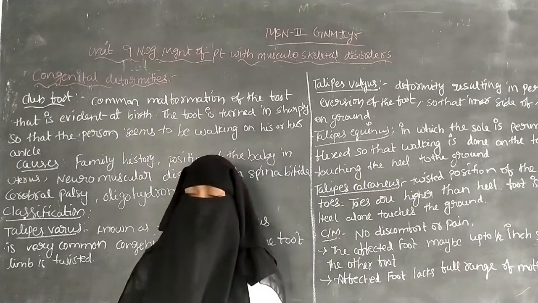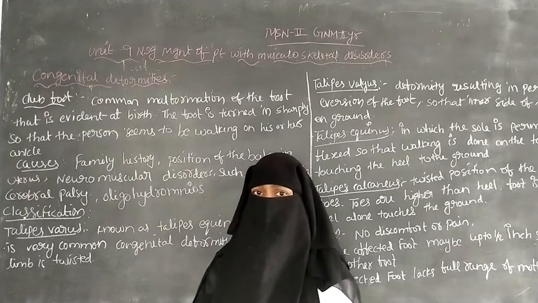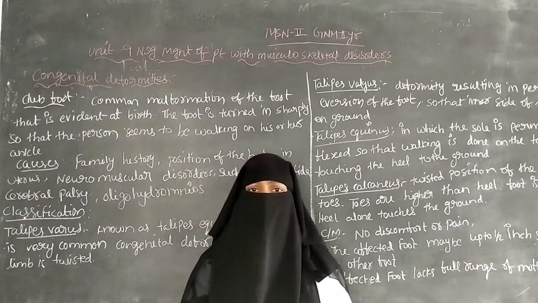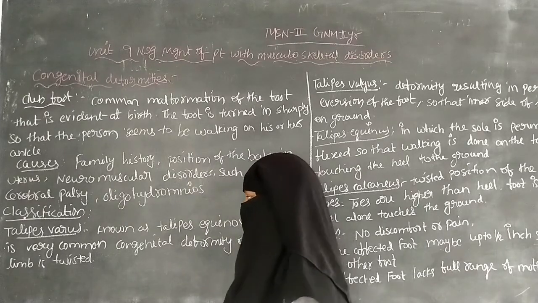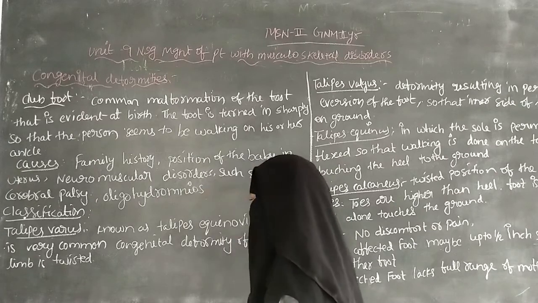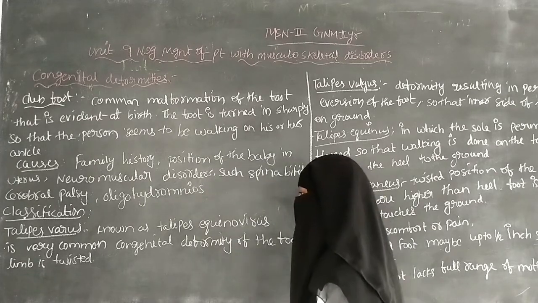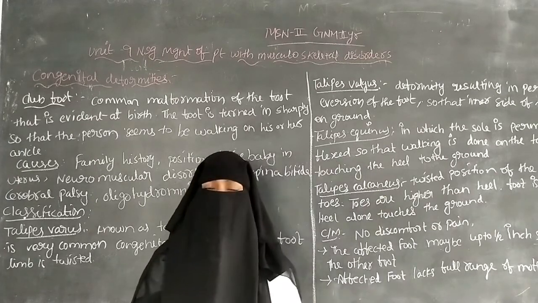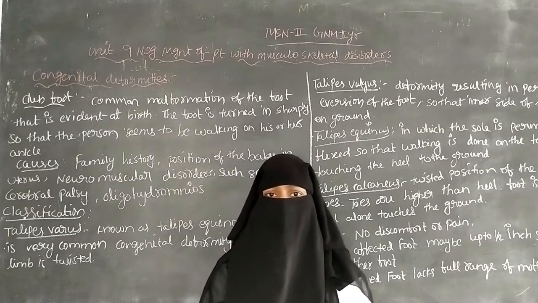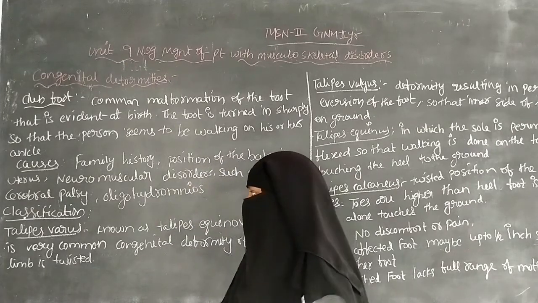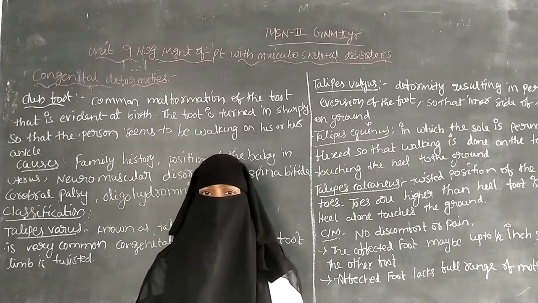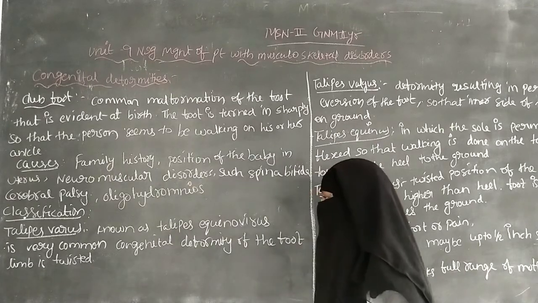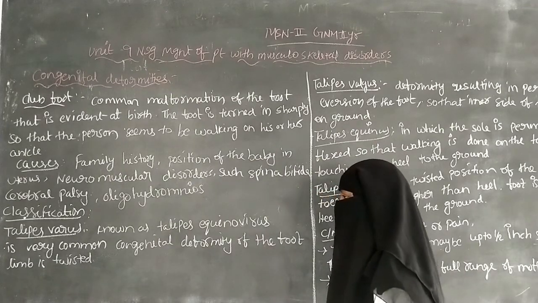So Talipes varus, also known as Talipes equinovarus, is a very common congenital deformity of the foot. Compared with the other types of club foot, Talipes varus is more common.